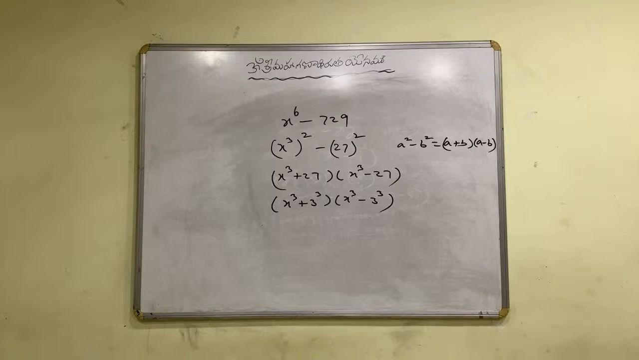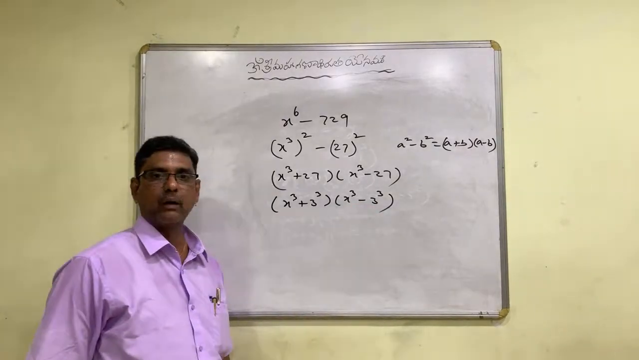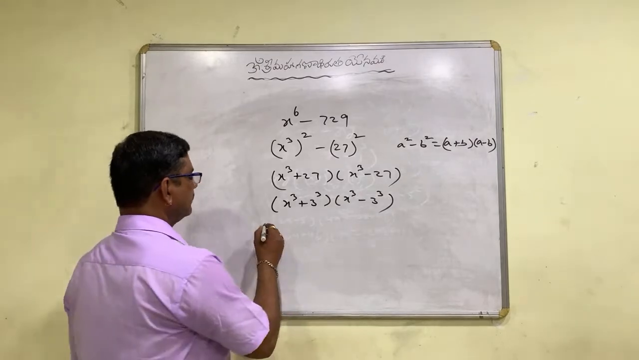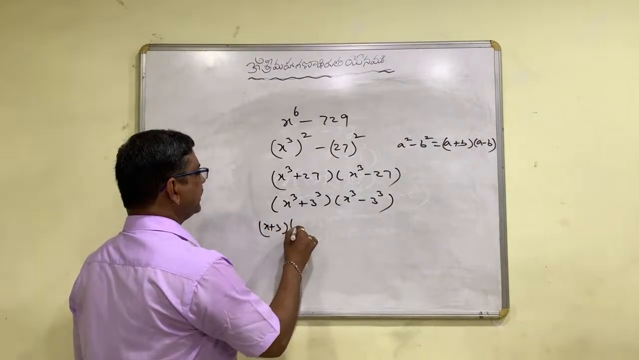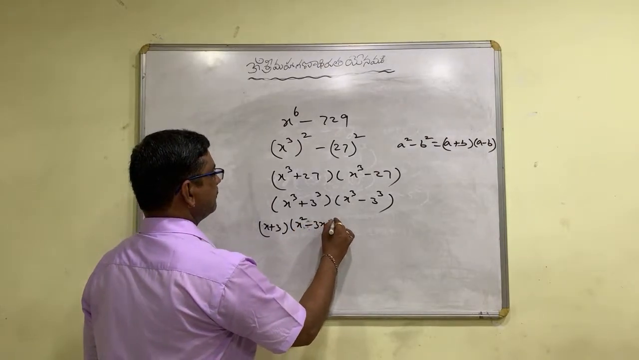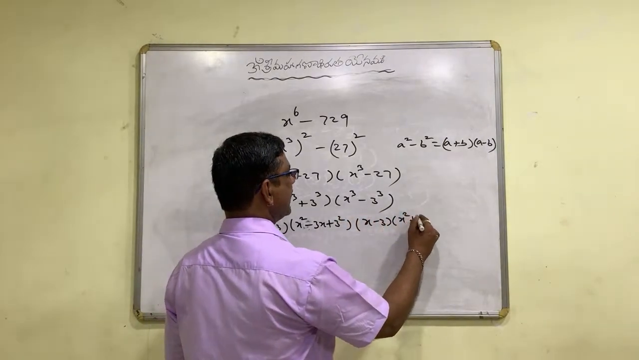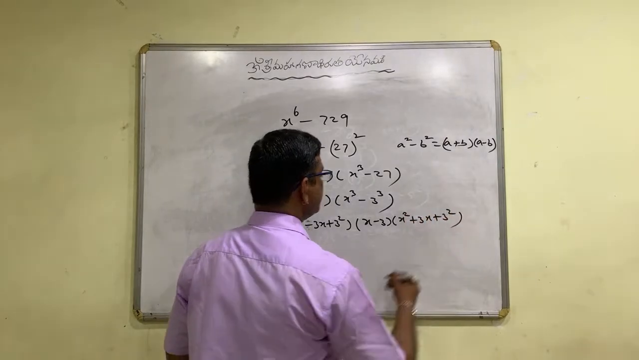Very good, children. Yes, you can do it, because after this, it is just applying the formulas: a cube plus b cube, a cube minus b cube. This is the a cube plus b cube formula, and this one is the a cube minus b cube formula. So I am writing the answers. A plus b into a square minus ab plus b square. And this one, a minus b into a square plus ab plus b square.